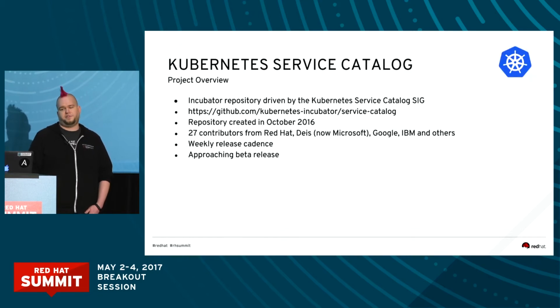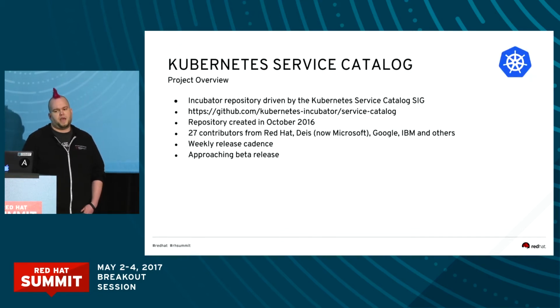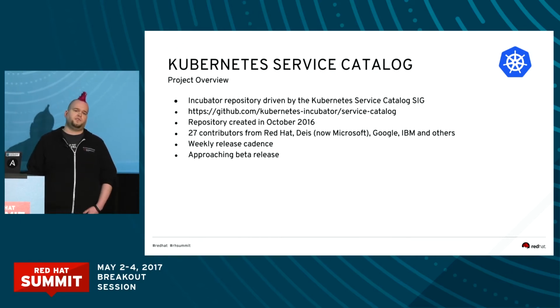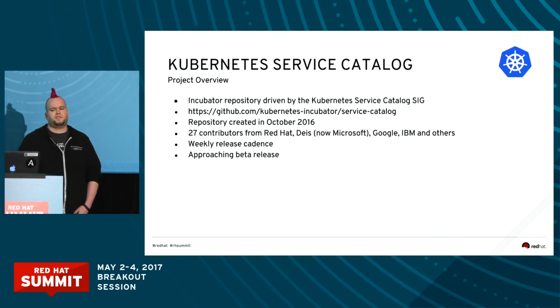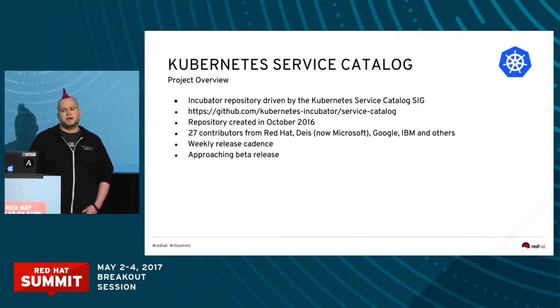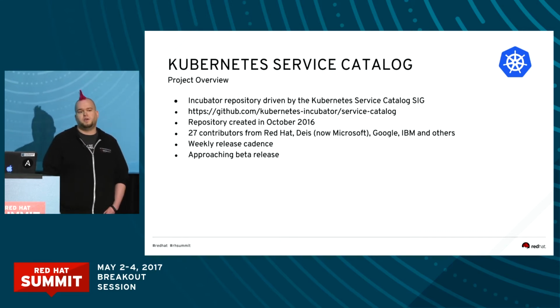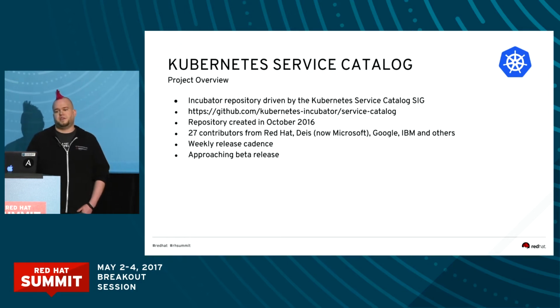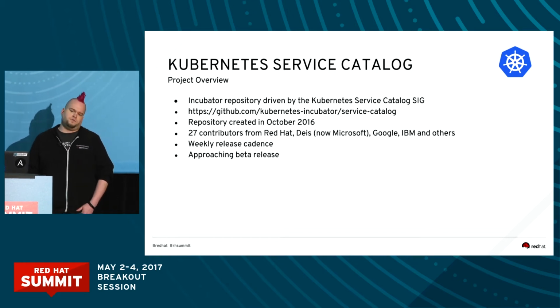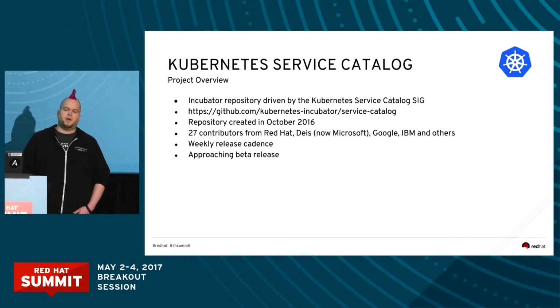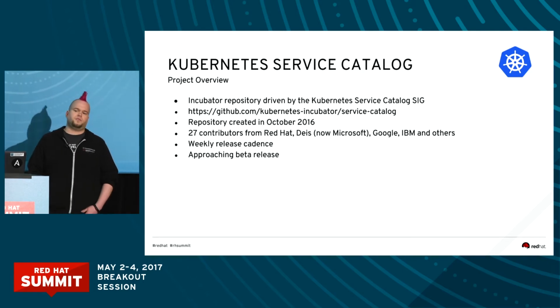That's where the Kubernetes service catalog comes in. And about the same time that we started having the API working group discussions around Open Service Broker, we also created a new special interest group in the Kubernetes community around service catalog. In October 2016, we also created a new incubator repo in the Kubernetes incubator organization. And we've got about 27 different contributors right now from Red Hat, Deis, which was recently acquired by Microsoft, Google, IBM, and some other organizations.